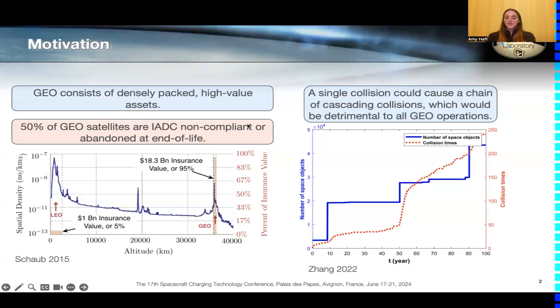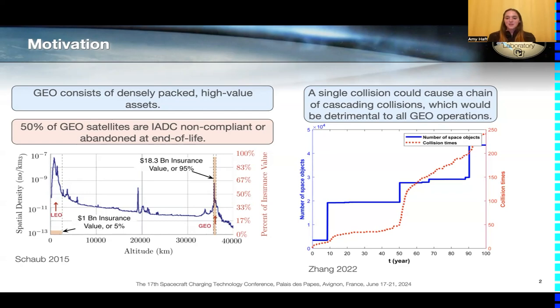So, the motivation for this work lies in the fact that the spatial density of objects in GEO is relatively high, and GEO satellites make up 95% of the total insurance value of all satellites. However, despite the value of the objects in GEO and regulations put in place by the IADC to protect our assets, around 50% of GEO satellites are non-compliant or just completely abandoned at the end of their lives.